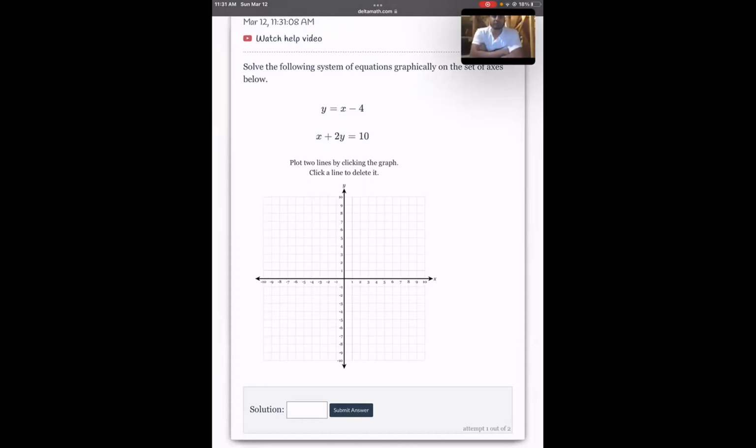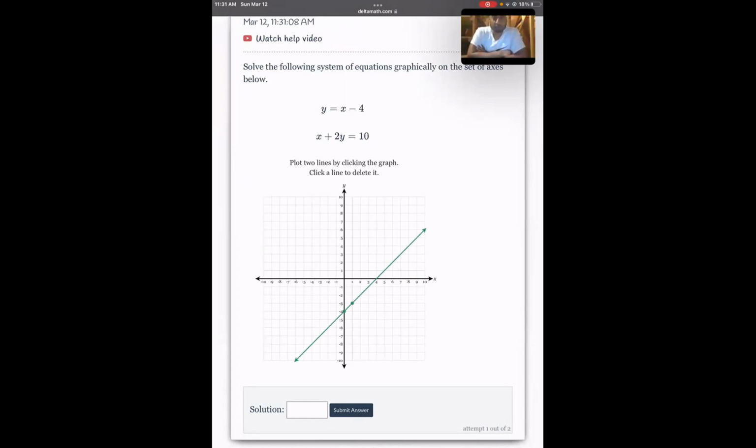Okay, where's the first dot on the first one? -4. Okay, where's the second dot? If the slope is 1, where's the second dot? Would it go up 1? And then what? Up 1 and to the right 1. Yeah, up 1 to the right 1. No, that's to the right 2. There you go. Okay, that's the first line, the first equation.